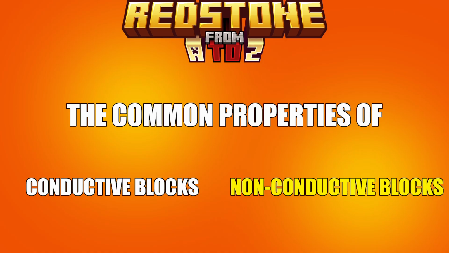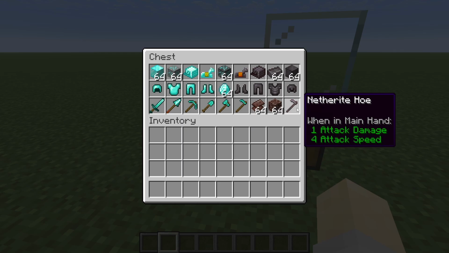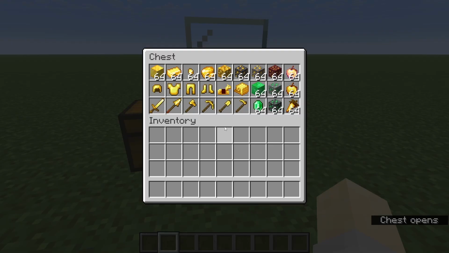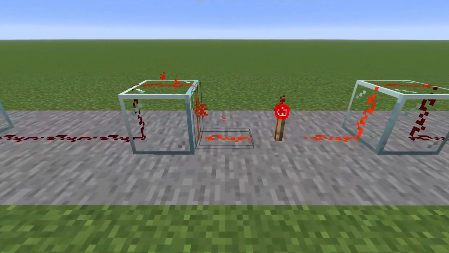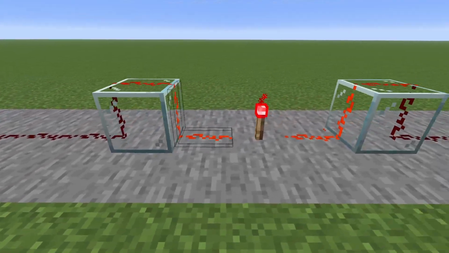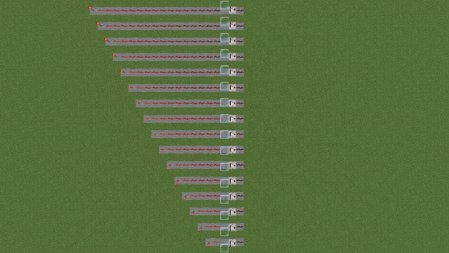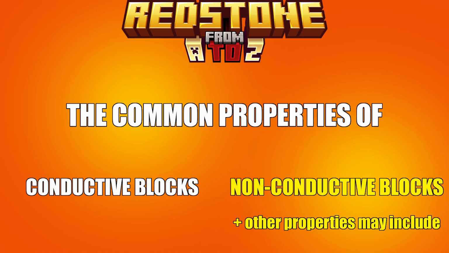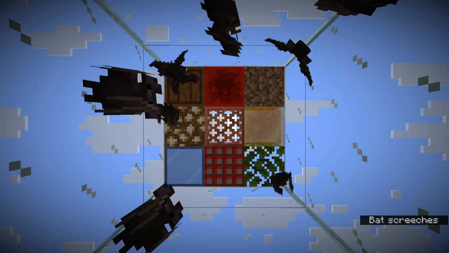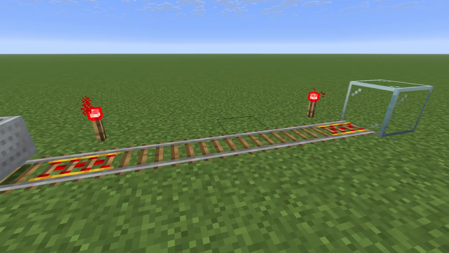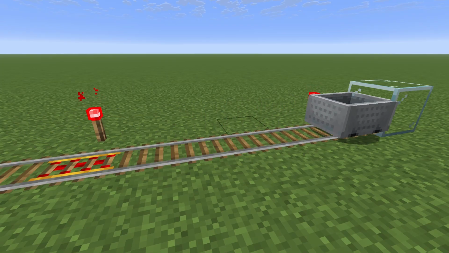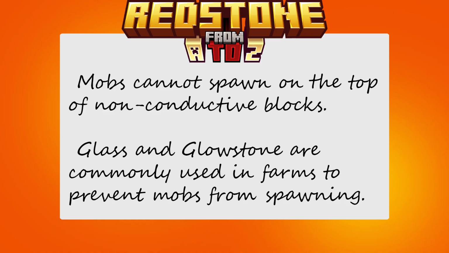The common properties of non-conductive blocks: they cannot be powered, don't prevent chests from opening when placed on top of them, don't suffocate mobs inside them, don't cut redstone dust, and don't prevent redstone dust from connecting vertically. Redstone dust can only transmit a signal up a non-conductive block, not down, Java Edition only. Redstone comparators cannot measure block state through non-conductive blocks. Other properties may include: bats cannot hang upside down on them, ghast fireballs don't start fires on them, minecarts stop when passing over a powered rail and colliding with a non-conductive block. Mobs cannot spawn on the top of non-conductive blocks. Glass and glowstone are commonly used in farms to prevent mobs from spawning.